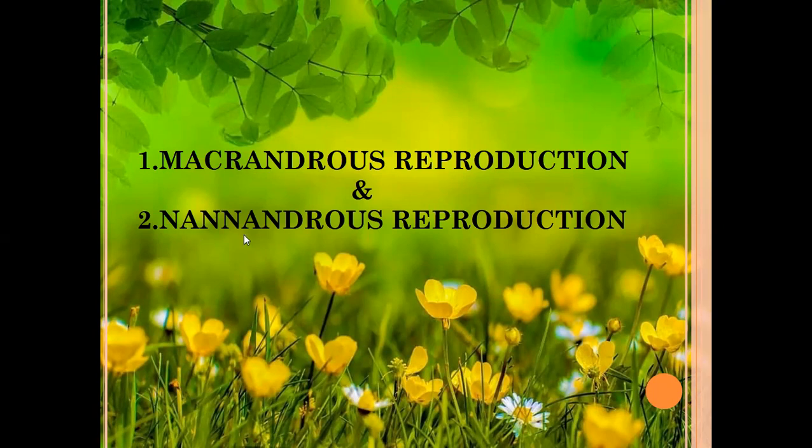In nannandrous reproduction, the male reproductive organs are nannandrous. Nannandrous means dwarf male reproductive organs. Dwarf male reproductive organs are specially developed in this sexual reproduction, which is called nannandrous sexual reproduction. From these two types of reproduction, we discuss today macrandrous first and then nannandrous.